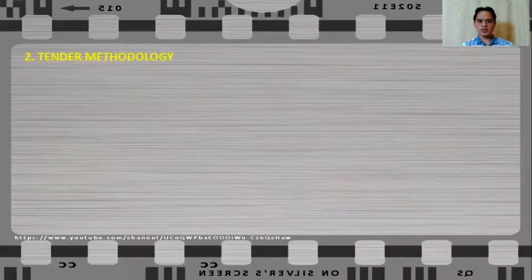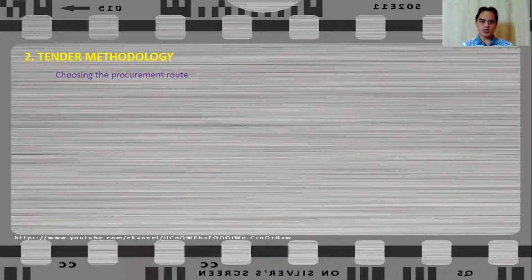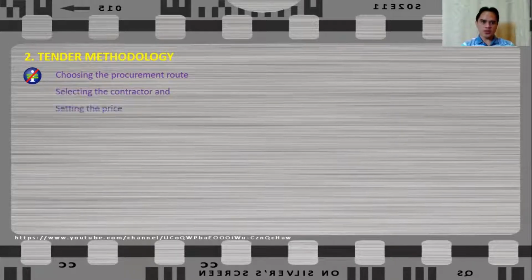Let us talk about the tender methodology that can be applied in e-tendering. Setting up a procurement process requires a series of decision-making such as choosing the procurement route. This activity allows you to distribute the risk between client and the contractor. This may not necessarily require the exchange of information between the parties or between the contractor and the tender team. While selecting the contractor and setting the price, these processes rely heavily on the exchange of information between the contractor and the tender team.